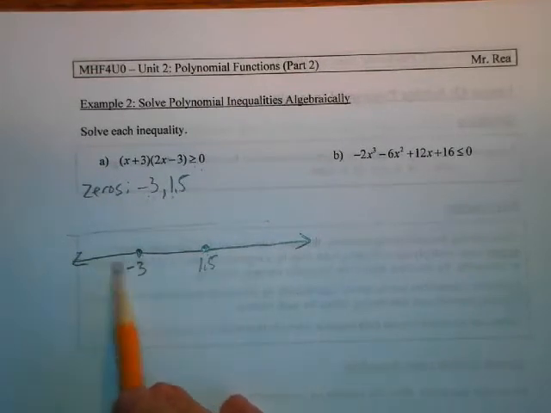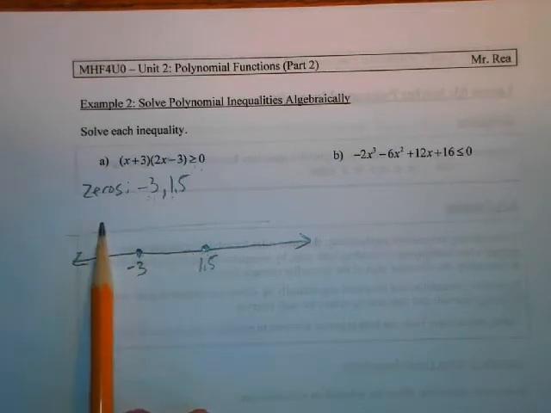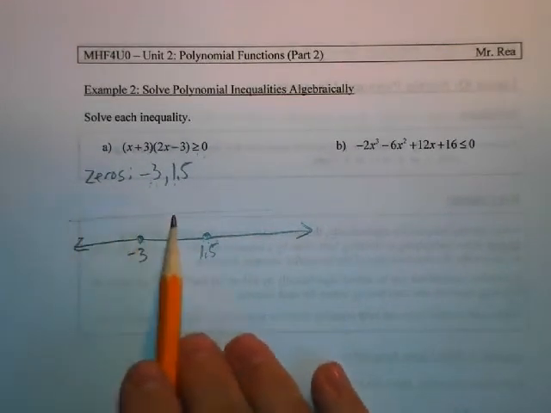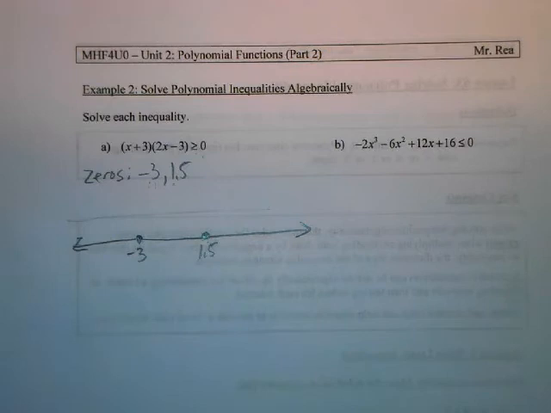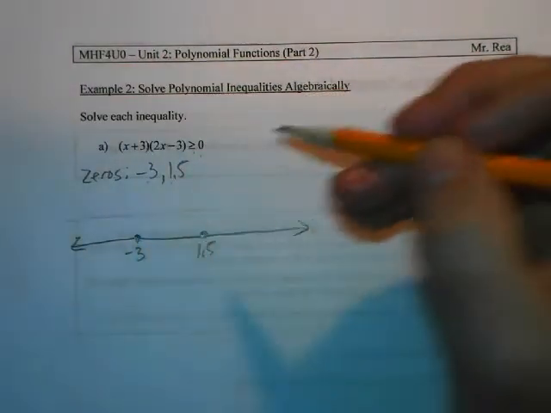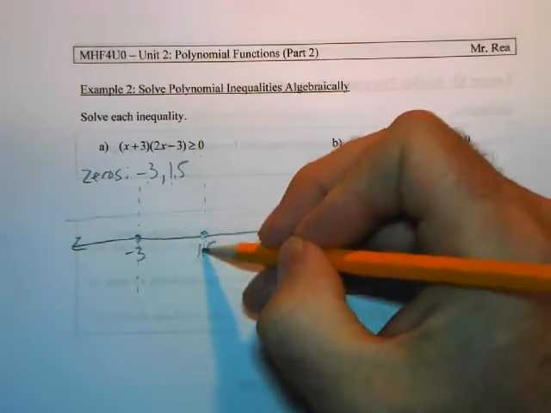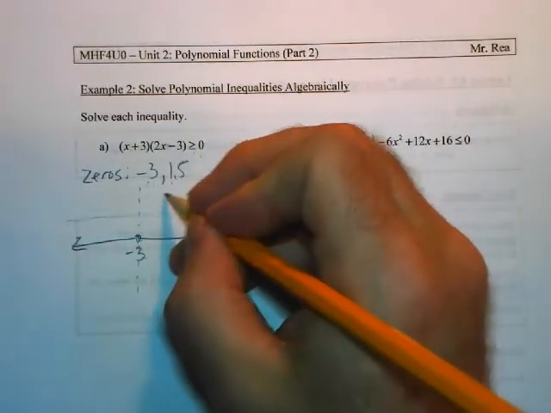So what we do for each interval, since we've got two zeros, we have 3 intervals to work with. This interval, this interval, this interval. So for each of the 3 intervals, I'm going to pick a test value that lies within that interval. In most cases you have quite a few options. For example, if I want to pick a number between -3 and 1.5, I'm definitely picking 0. So for this interval, my test value is x equals 0.